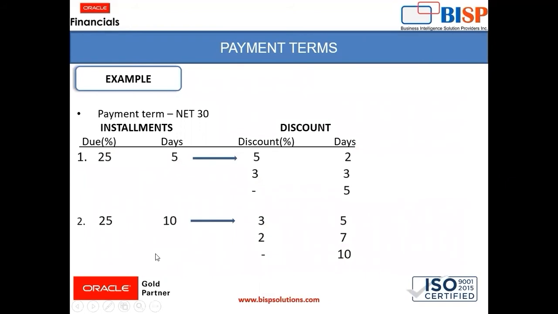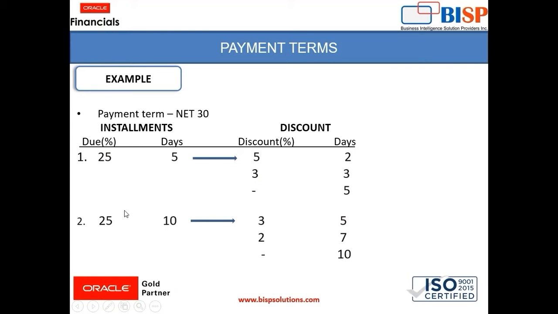Now, for an example, we have a payment term of net 30, that is, the amount is due in 30 days. Now, the bifurcation of the same: the first installment is due for 25% to be paid in 5 days. For this installment, you can give three levels of discount. If payment is done within 2 days, 5% discount is available. If done within 3 days, 3% discount is available. And after that, no discount is available.